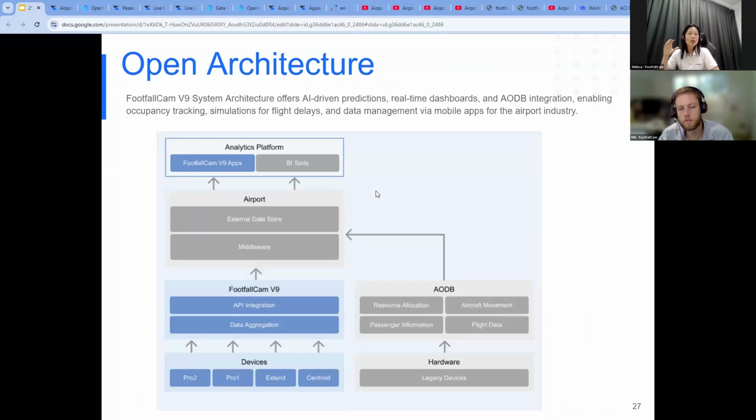All this comes with real power when this data is combined with other silos like the AODB, the flight information display system, the baggage handling system, and the security system, to create a cohesive digital twin of the airport. That is why our platform has been designed from the ground up with integration in mind.